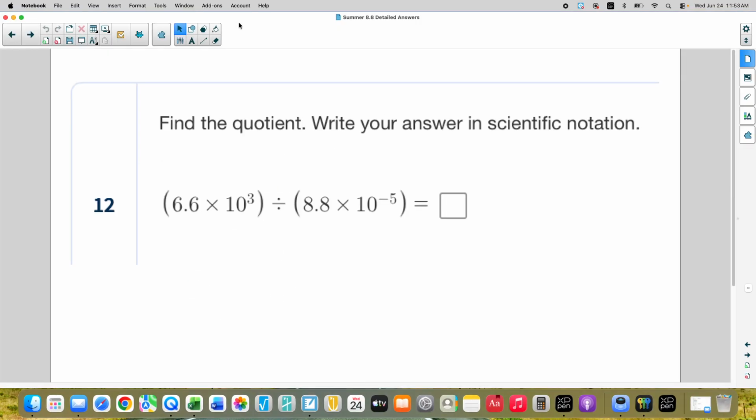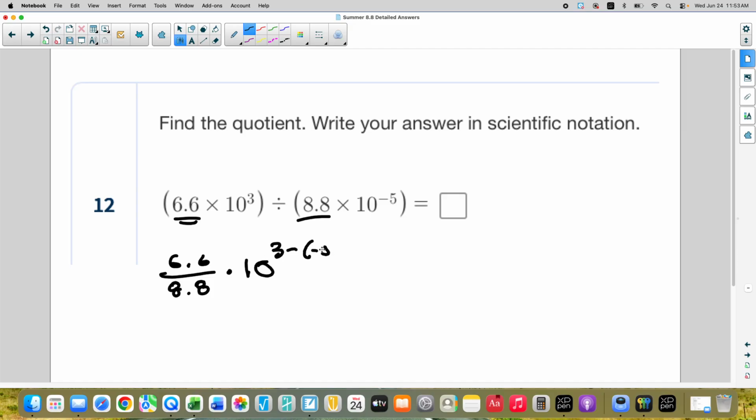Number 12 deals with quotient, division. So division we can continue to utilize. We'll take the number 6.6 divided by 8.8. And then when we divide these like bases, it's just going to be times 10 to the 3 minus negative 5, because the division is the subtraction. We have like bases.